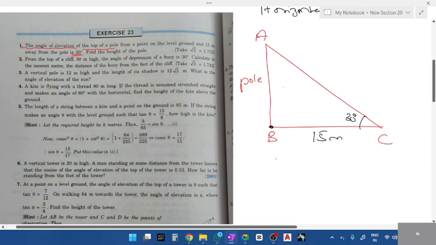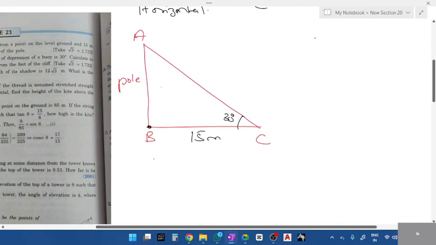Okay. The angle of elevation of the top of a pole from a point on the ground is 30 degrees and 15 meters away from the pole. Find the height of the pole. 30 degrees is given, 15. You'll remember all the trigonometric values, sine, cos, tan, all the ratios.